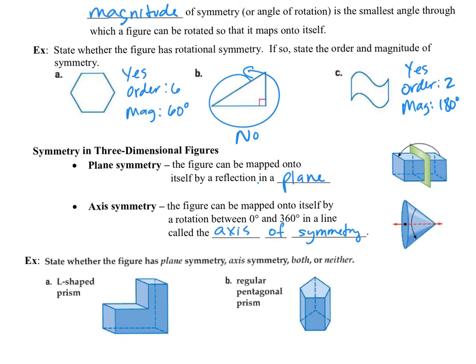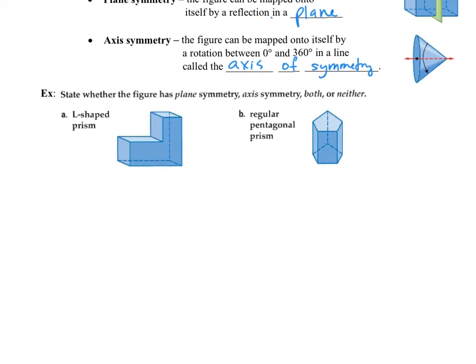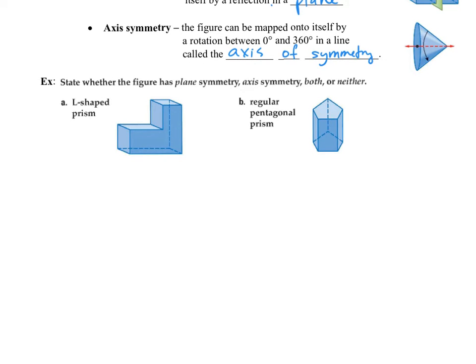Okay, so a couple of examples. The examples say, state whether the figure has plane symmetry, axis symmetry, or both. Okay, so this L-shaped prism doesn't have any axis symmetry. However, we could slice this thing vertically, and the front would be a reflection of the back. So this figure does have plane symmetry, but it has plane symmetry only. It does not have rotational symmetry.